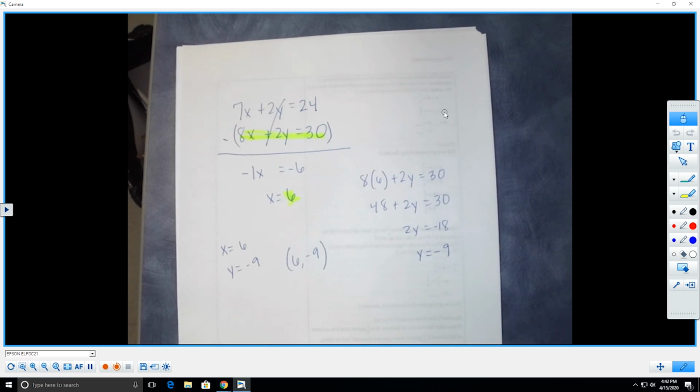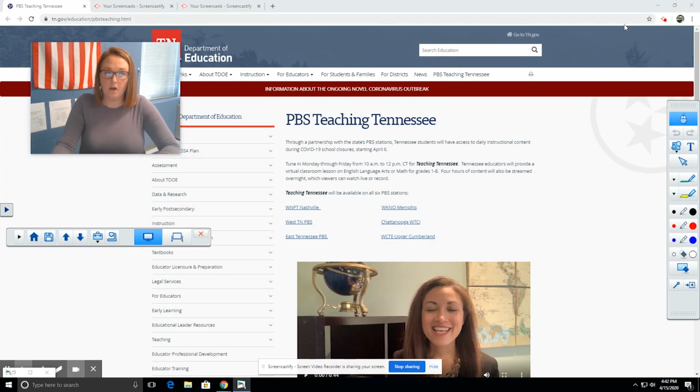How are you feeling about your skill level now? All right, guys, great work today. Today we explored solving systems of linear equations using the elimination method with addition and subtraction.